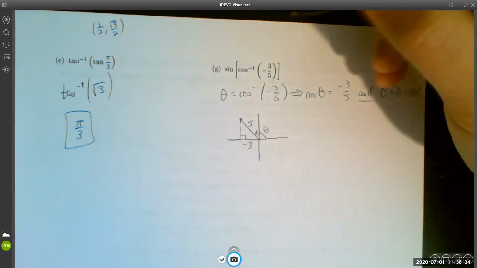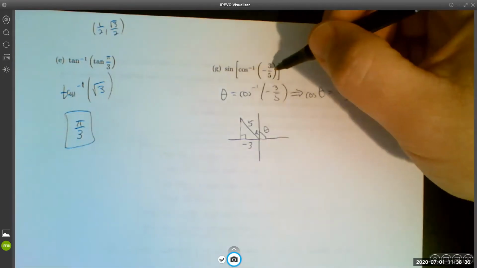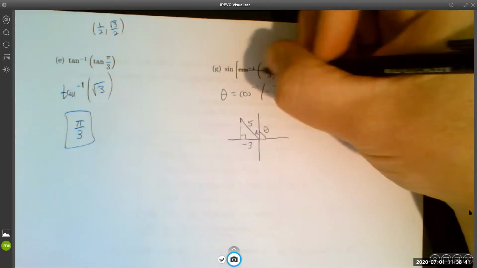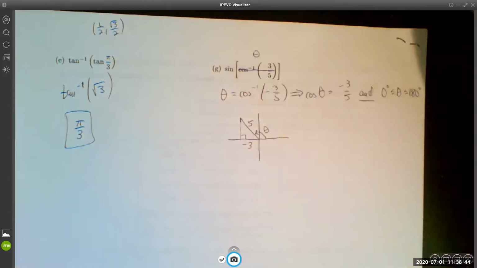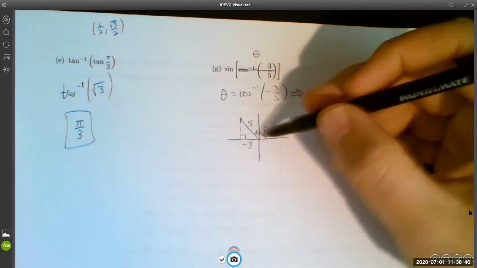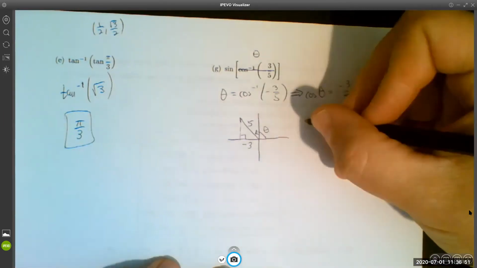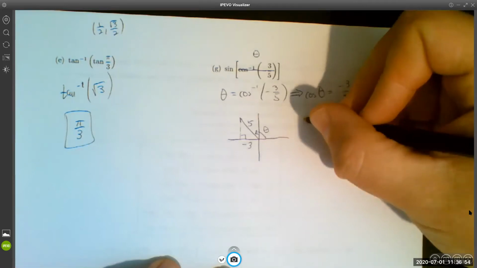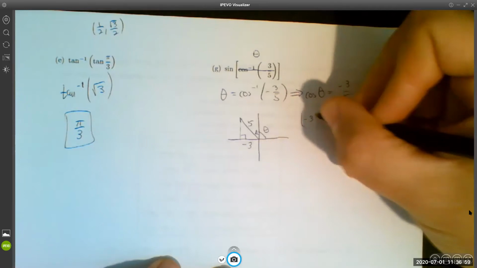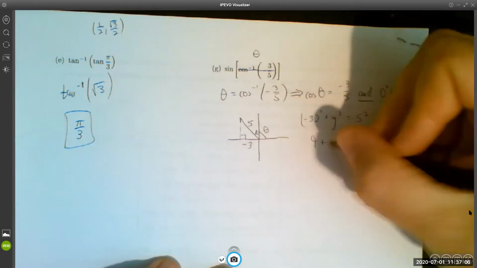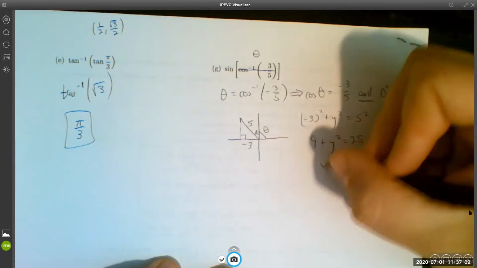We want to figure out what sine of cosine inverse of negative 3/5 is. Well, cosine inverse of negative 3/5 we said was theta. So really we want to figure out what sine theta is. Sine theta is going to be opposite over hypotenuse. So we need to figure out what the opposite side is here. So we're going to say x squared plus y squared equals r squared. So 9 plus y squared equals 25, y squared equals 16. Y equals plus or minus 4.